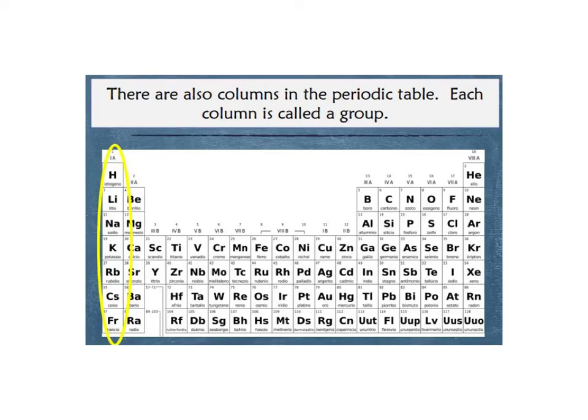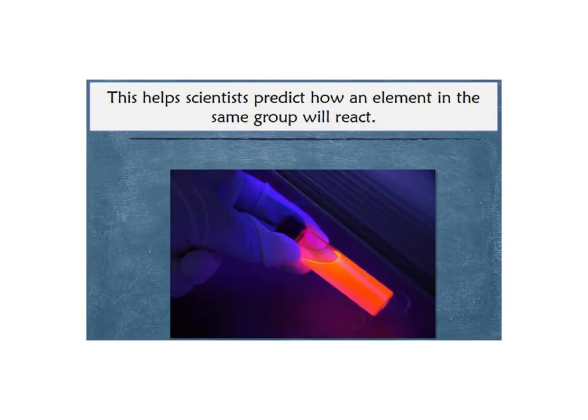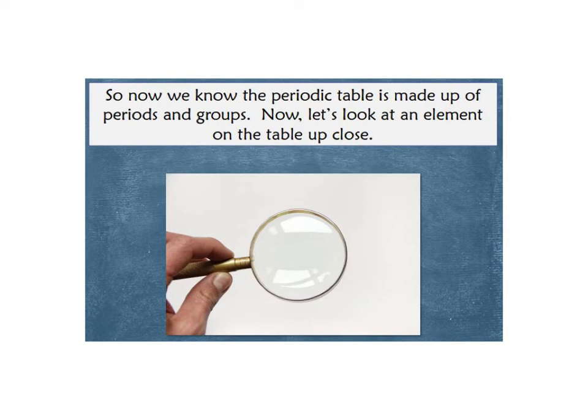There are also columns in the periodic table. Each column is called a group. This helps scientists predict how an element in the same group will react. So now we know the periodic table is made up of periods and groups. Now let's look at an element on the periodic table up close.